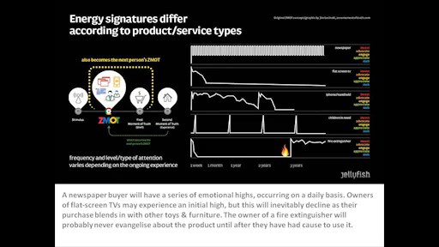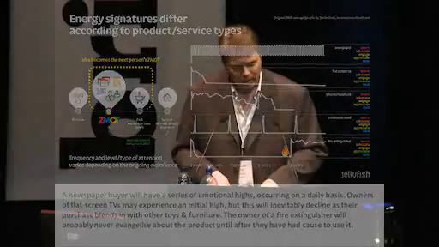A newspaper buyer will have a series of emotional highs occurring on a daily basis. Owners of flat-screen TVs may experience an initial high, but this will inevitably decline as their purchase blends in with other toys and furniture. The owner of a fire extinguisher will probably never evangelize about the product until after they've had cause to use it.